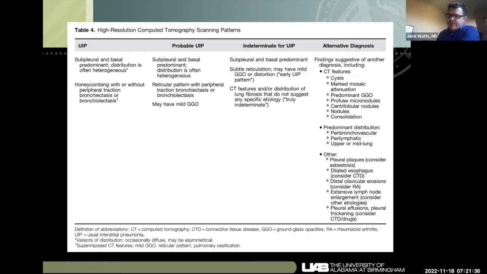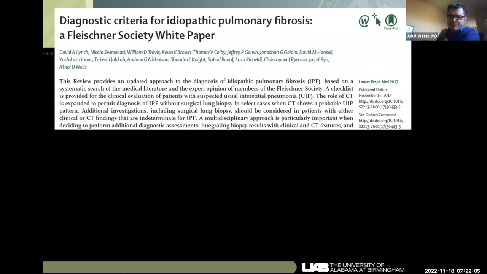And then if the distribution is bad, if it's perilymphatic or peribronchovascular, that would make you think of sarcoid or HP, and if it's upper or mid lung predominant. And then if you see pleural plaques or a dilated esophagus or clavicular erosions, you would suspect some other process. Also, pleural effusions and pleural thickening are uncommon in IPF. Well, they can have some pleural thickening, but if you see pleural effusions or other manifestations of serositis, you would think about connective tissue disease.